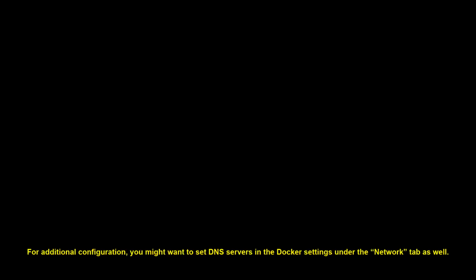For additional configuration, you might want to set DNS servers in the Docker settings under the Network tab as well. If you require specific DNS settings, enter them in the DNS server field. After configuring DNS, again click Apply and Restart to implement the changes.